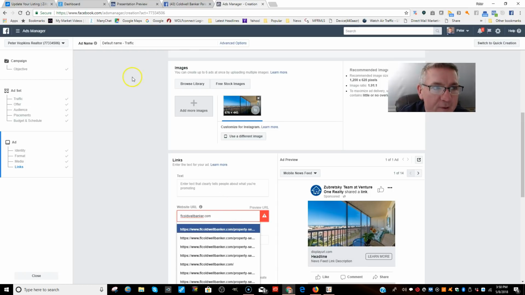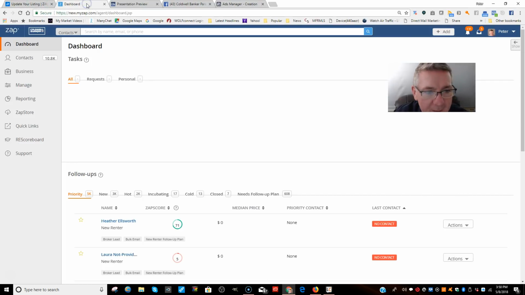Now here's an absolute magic tip. Okay, going back to ZAP. All right. You may have noticed sometimes when you post a ZAP link, it doesn't actually send you the lead. Well, we've fixed that. Like when I say we, Coldwell Banker.